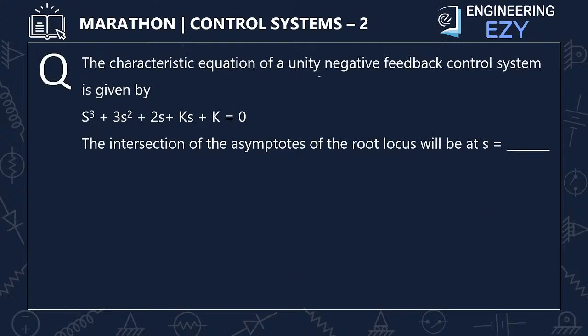The characteristic equation of a unity negative feedback control system is given by. Yes, Tarun, absolutely right. So the intersection of the asymptotes of the root locus. Intersection of the asymptotes is the centroid. So in this question, indirectly it is asking for the centroid. And the centroid is on the real axis. The imaginary part is 0, so we have to write the real part of s, because the imaginary part is always 0 for the centroid.